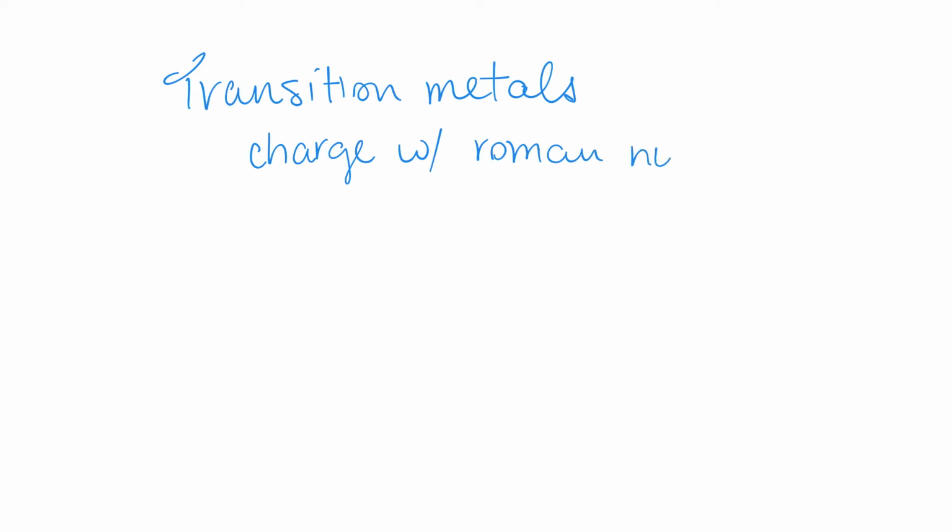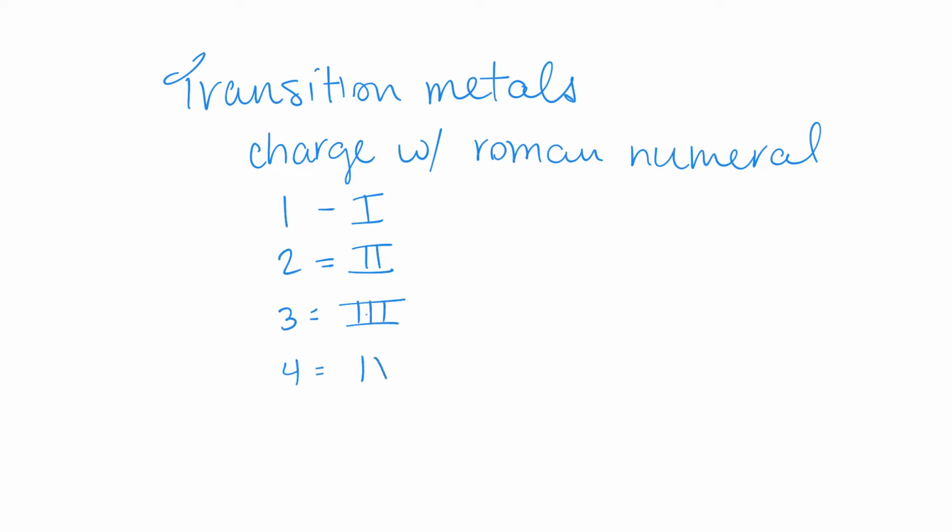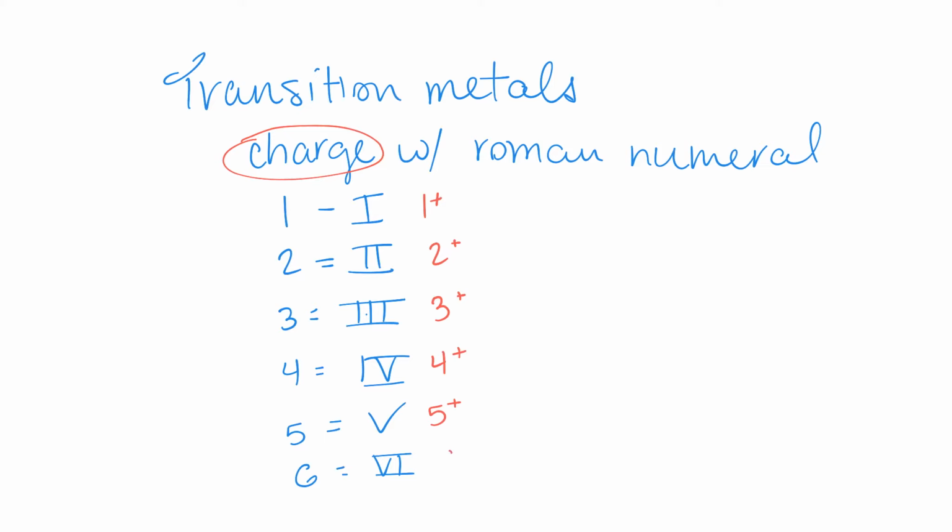So don't forget, Roman numerals work like this. We've got I is 1, and II is 2, and III is 3, and IV is 4, and V is 5, and VI is 6. That's about as high as we're going to go with these. So every time you see a transition metal, you are going to show its charge with a Roman numeral. A Roman numeral of I means it has a charge of positive 1, and a Roman numeral II means it's got a charge of plus 2, and III means 3, obviously IV, V, and VI.